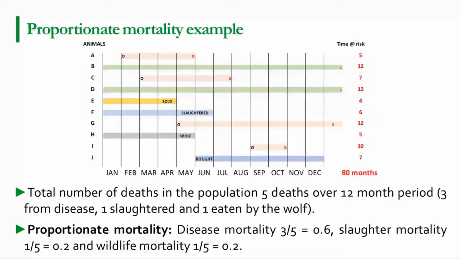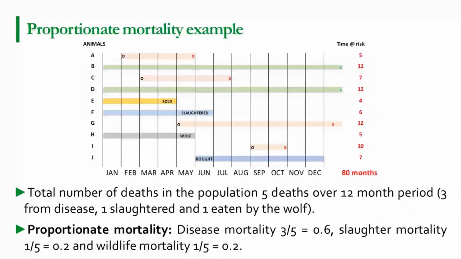One death was caused by the shepherd, relating to the joke in the beginning: the shepherd eats the sheep. So one is from the shepherd, but the wolf also damaged the population, so we also have one death by the wolf. And therefore, the proportionate mortality for this population would be 3/5, which is 3 from the disease and 5 is the total death count.